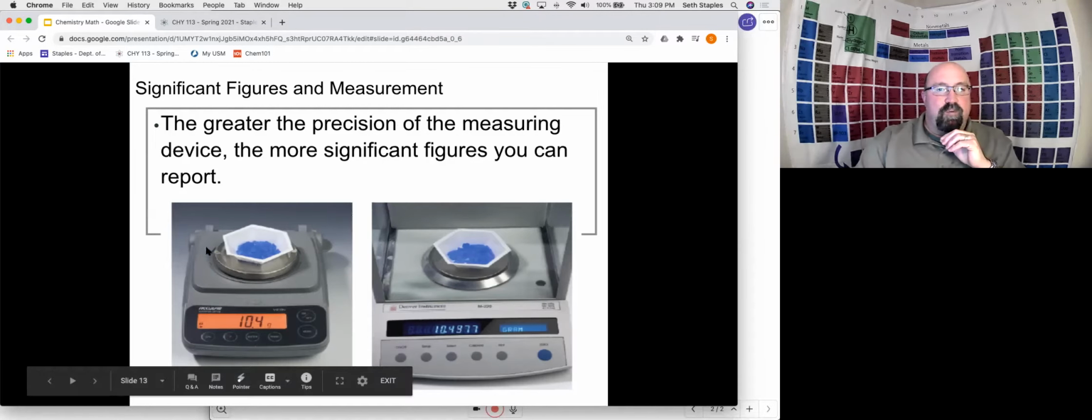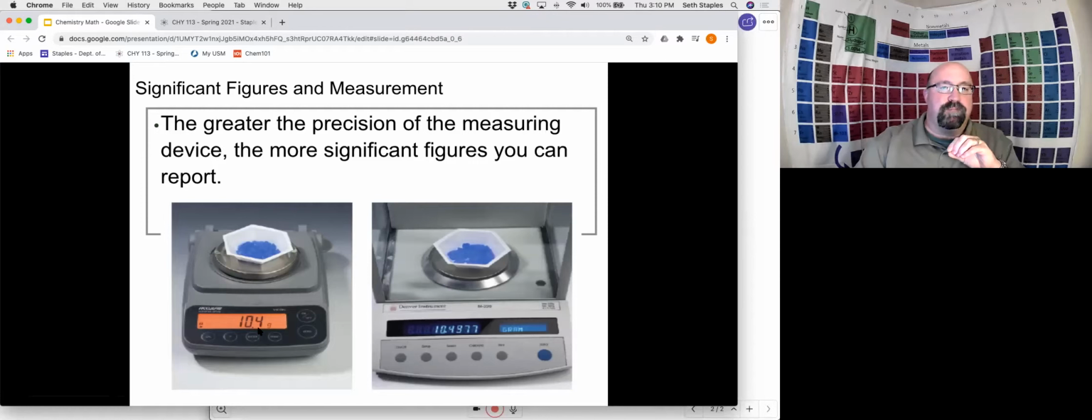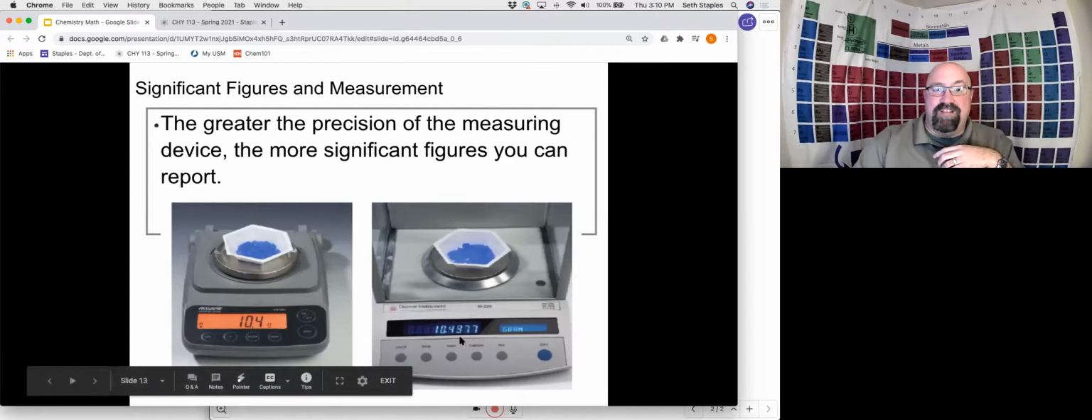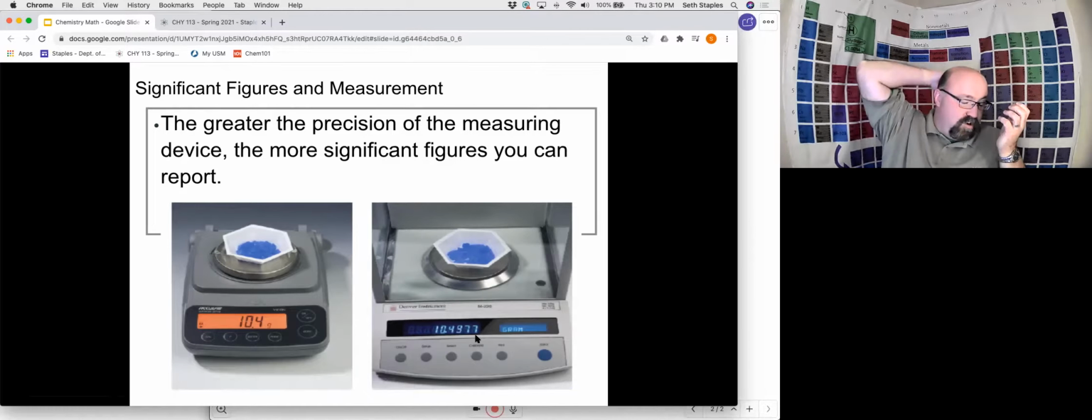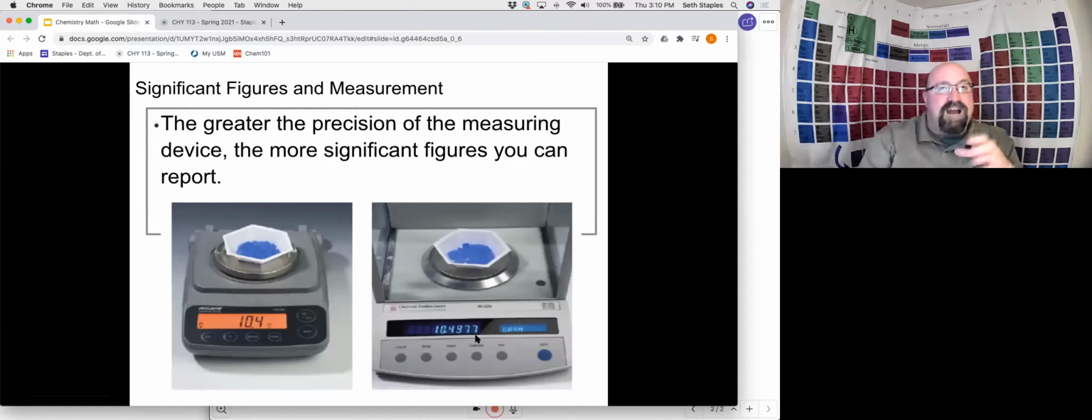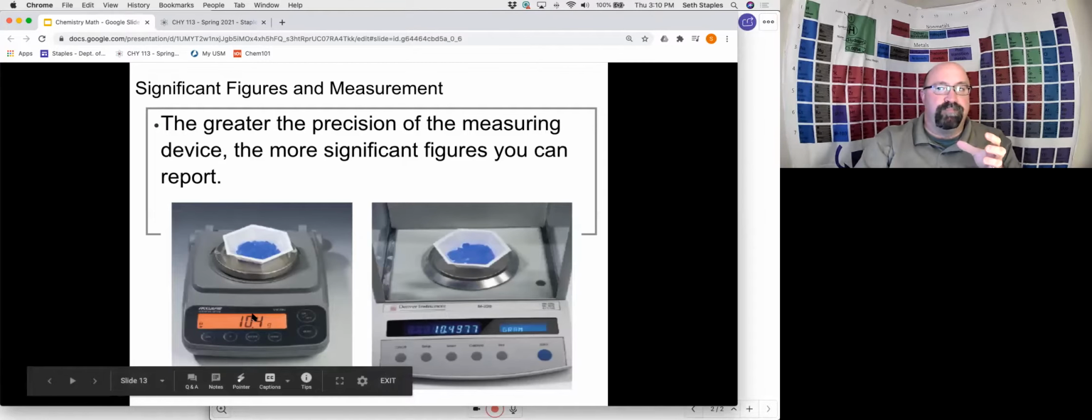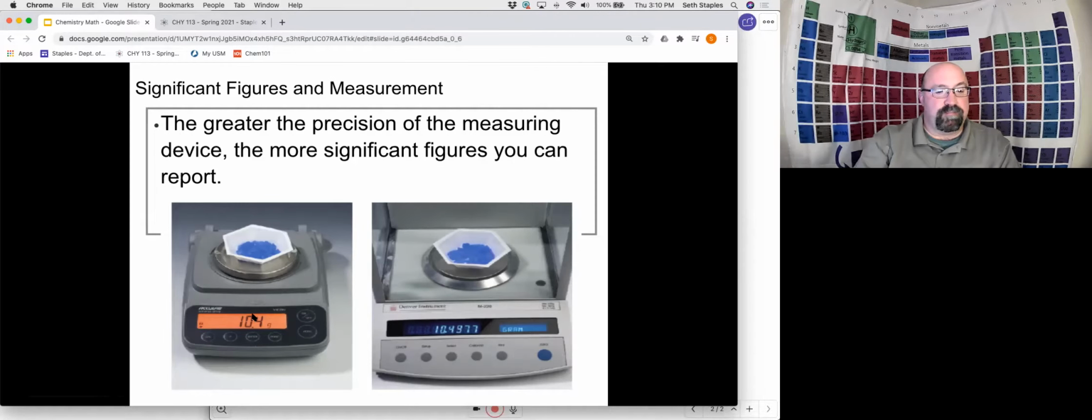For example, here, we have two separate measurements of, it looks like maybe some copper sulfate. We have a scale here that allows us to measure to the 10th spot. However, this balance here allows us to carry that measurement out to the 100,000th spot, to 4 decimal places instead of 1. So this one allows us to measure our mass much more accurately than this measuring device does. And so we take that into account with something that we call significant digits, or significant figures.